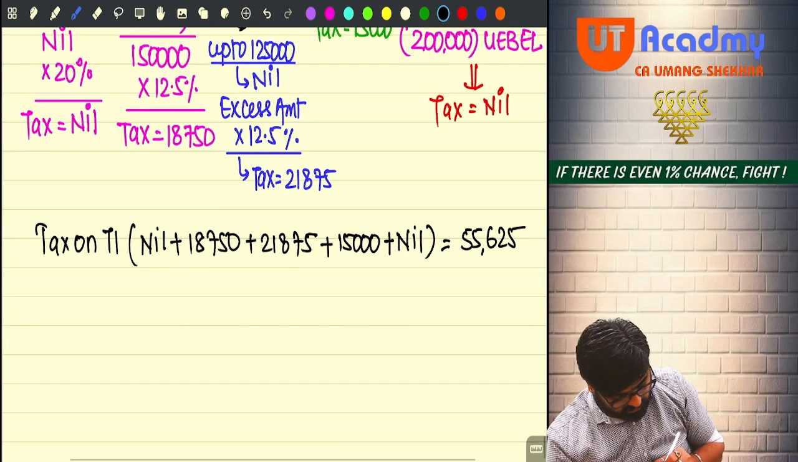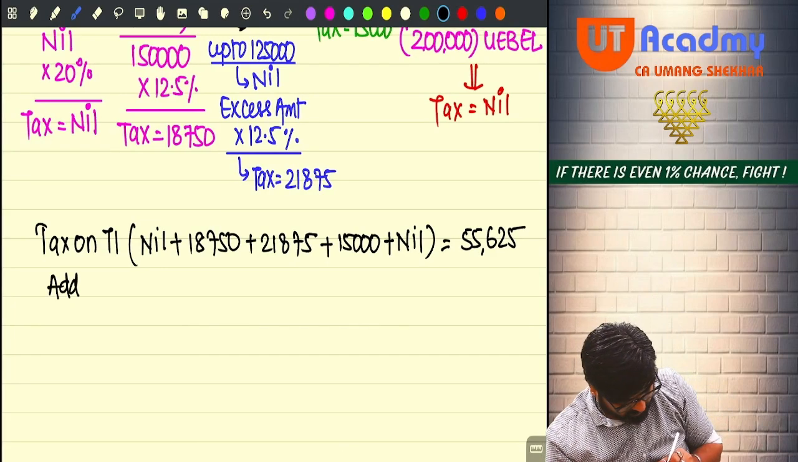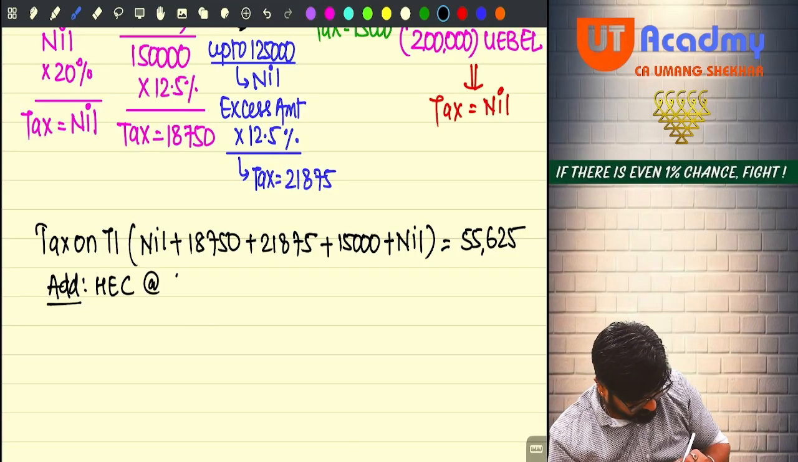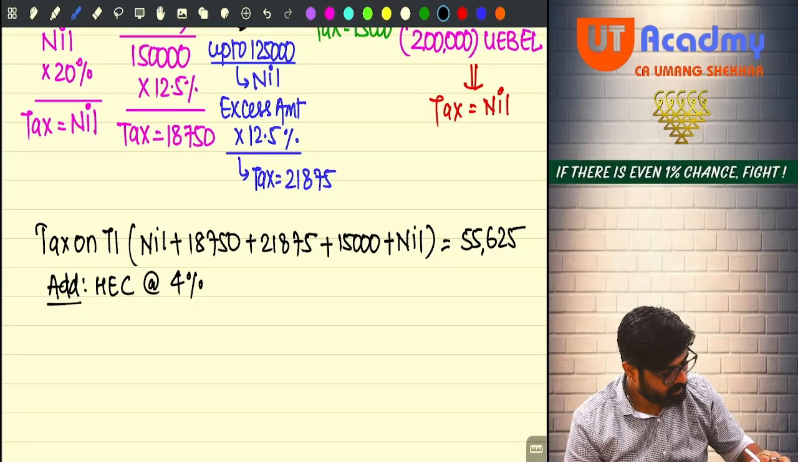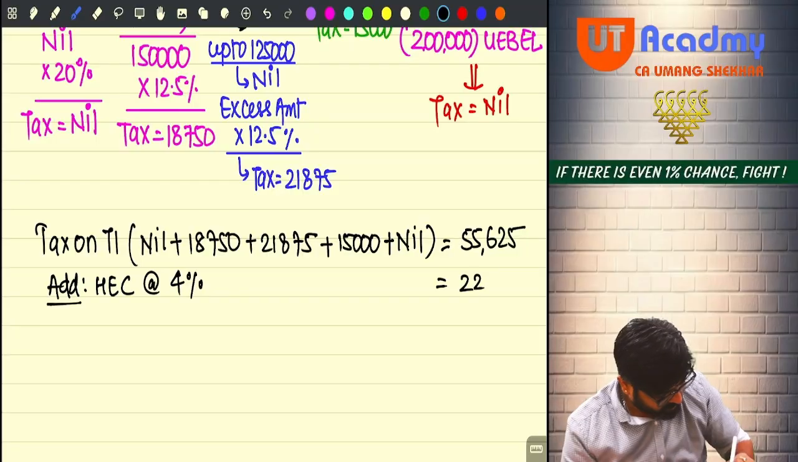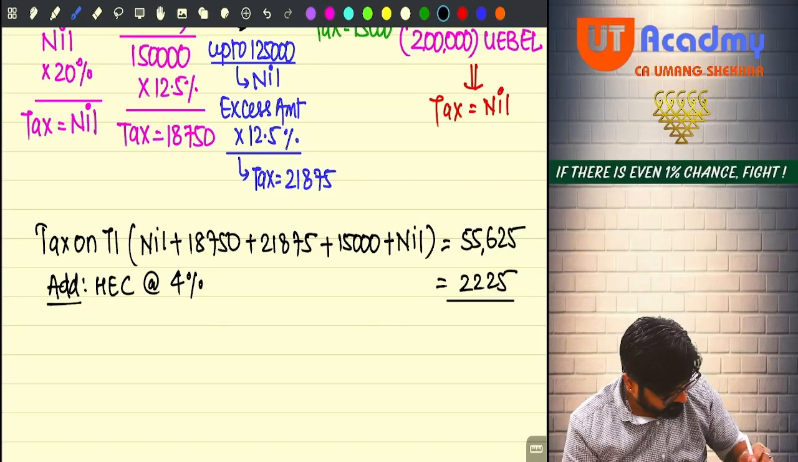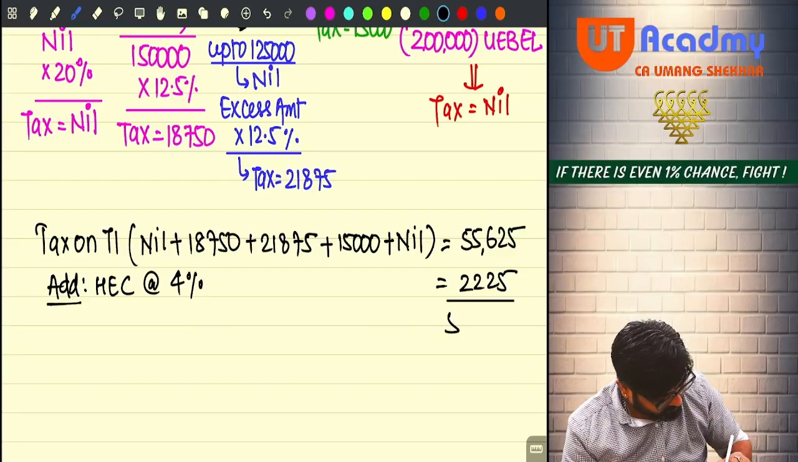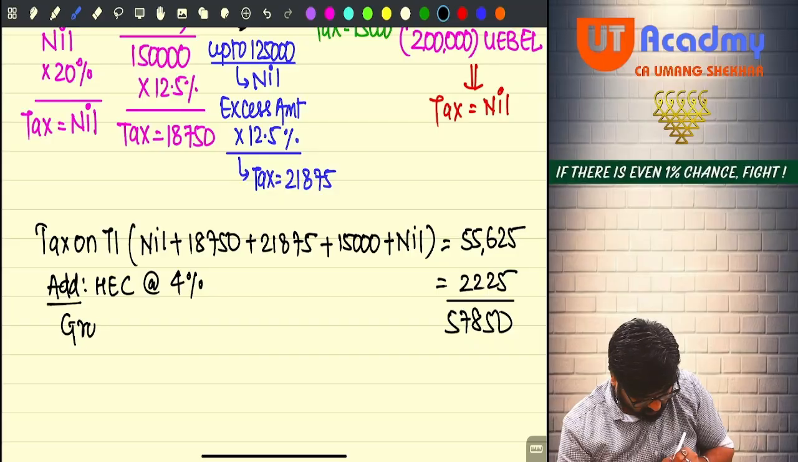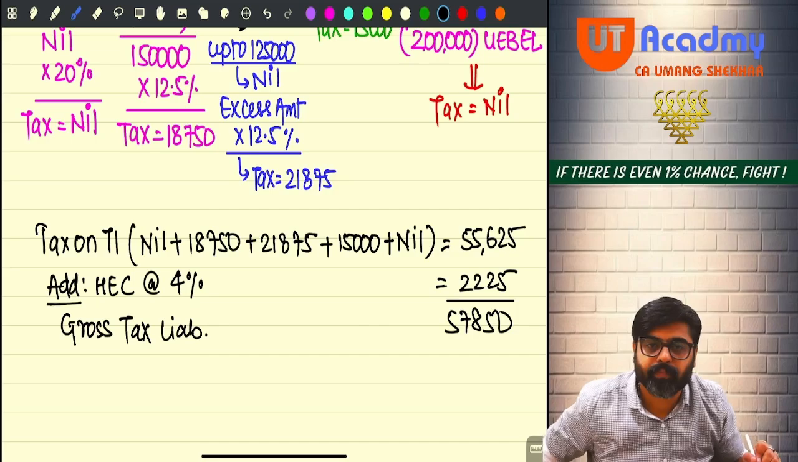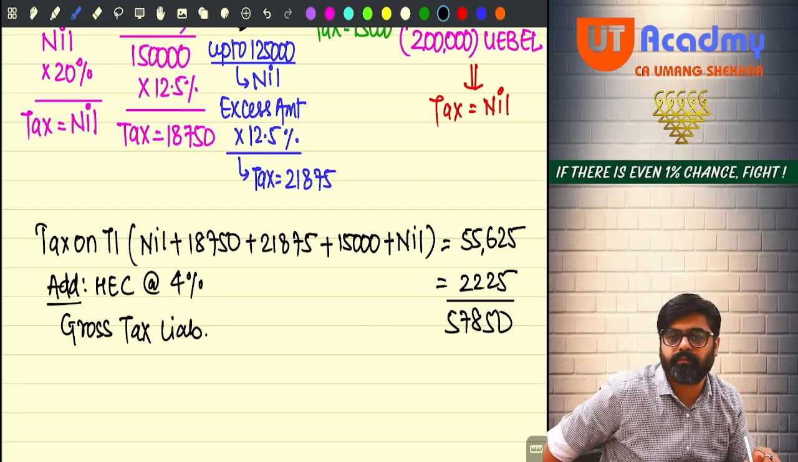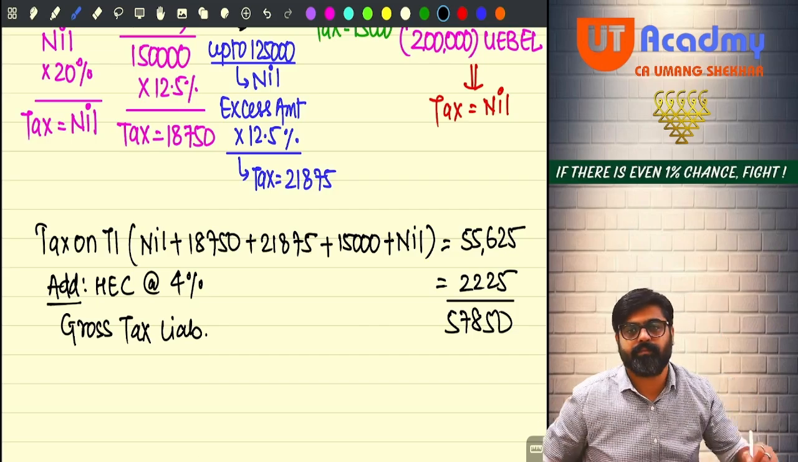Now will you add health and education cess? Yes, at the rate of 4%. 55,625 into 4% will be 2,225. Add it. You will get 57,850. This is your gross tax liability. Okay, sir? Understood?